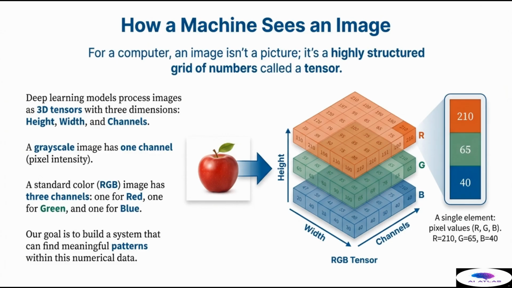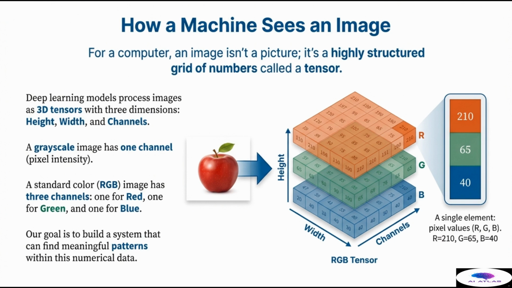Before a machine can perceive an image, it first has to understand what an image actually is, numerically speaking. For us, an apple is a picture, but for a computer, it's a highly structured grid of numbers called a tensor. Tensors are essentially multidimensional arrays, and deep learning models treat images as 3D tensors. These three dimensions are crucial: height, width, and channels. Height and width are straightforward, defining the image resolution. The channel dimension, however, relates to color information.